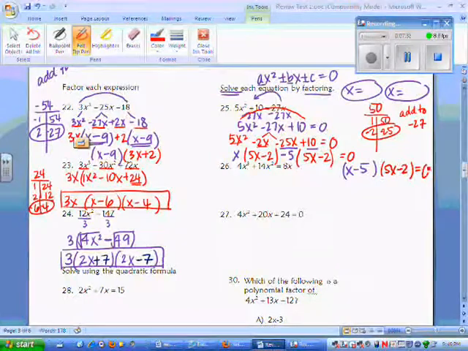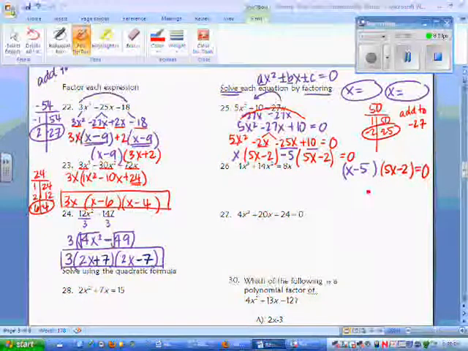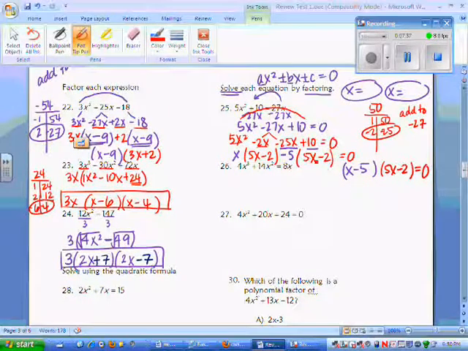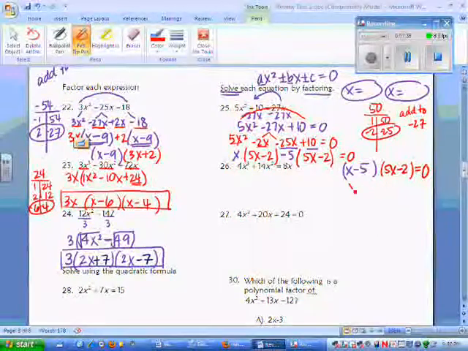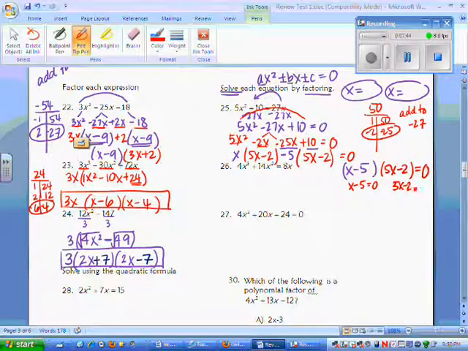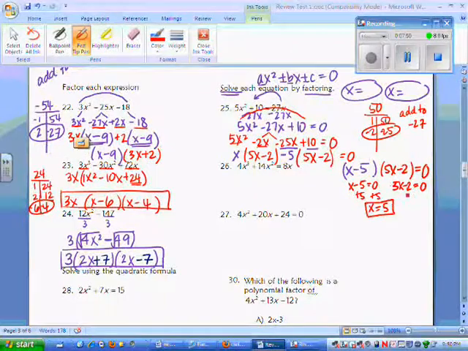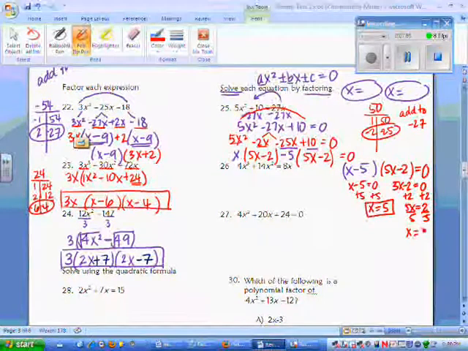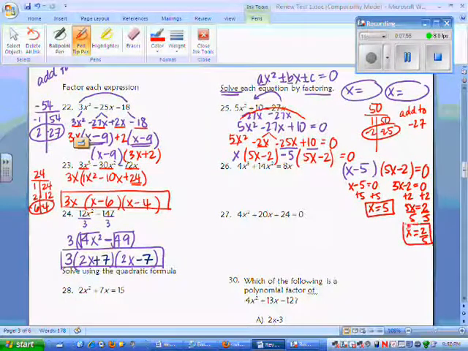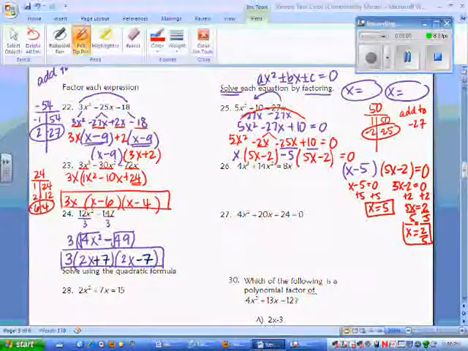Not done yet. What I have to do is set them both equal to 0. So x minus 5 equals 0, 5x minus 2 equals 0, and go ahead and solve. Add 5, x equals 5, add 2, 5x equals 2, divided by 5, and we have x equals 2/5. So those are my answers for number 25.